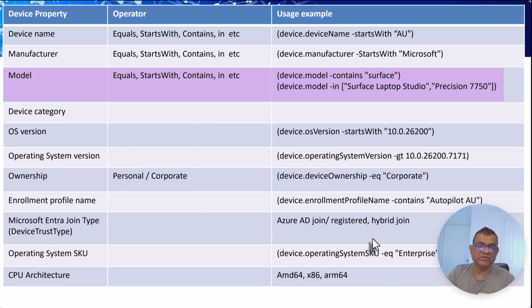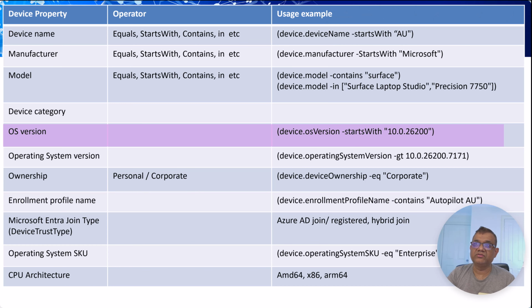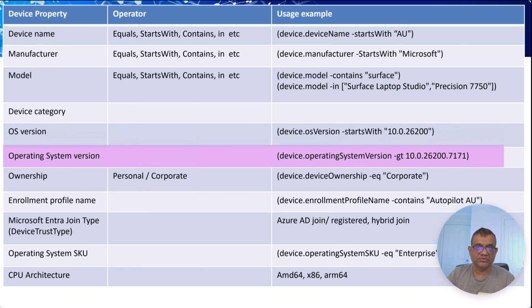Similarly, for the OS version, starts with 10.0.26200. Here I am giving the example for Windows 11 25H2. So similarly for 24H2 I can use 26100, and I can use a mix and match of other combination. Similarly, operating system version showing as 10.0.26200.7171. So here I am specifically talking about greater than 7171. So it means I'm talking about a specific patch version.